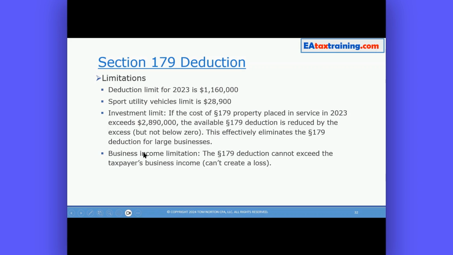There is also a business income limitation, and that is that the 179 deduction cannot exceed the taxpayer's business income. So it cannot create a loss. So this is a real limitation. If you got a business like a startup company that's not making money, they're losing money, they're not going to be able to take this Section 179 deduction.